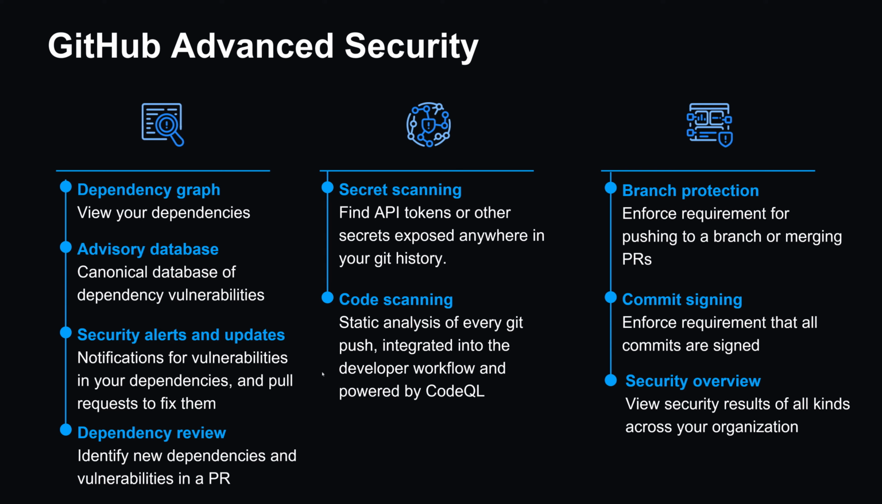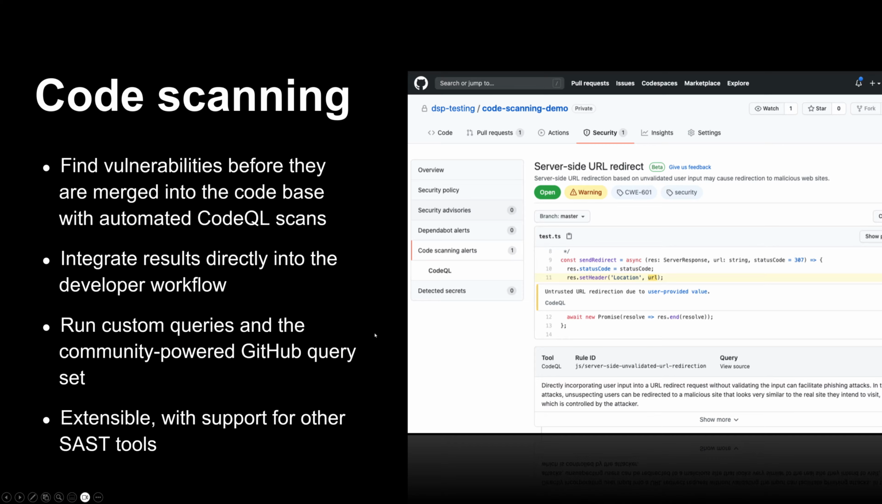Today, we'll focus more on the code scanning section. Code scanning is a tool for finding vulnerabilities before they are merged into the code base with automated CodeQL scans. It integrates the results directly into the developer workflow and into our DevOps pipelines. We can also run custom queries and the community-powered GitHub query set. It's extensible. It supports not only CodeQL, which is developed by GitHub, but also multiple other SAST tools developed by non-GitHub vendors.